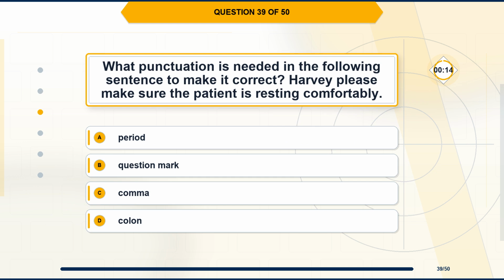Question 39. What punctuation is needed in the following sentence to make it correct? Harvey, please make sure the patient is resting comfortably. Option A. Period. Option B. Question mark. Option C. Comma. Option D. Colon.